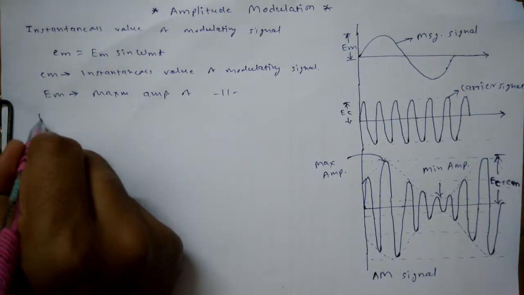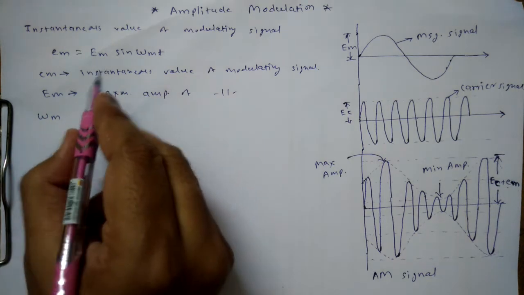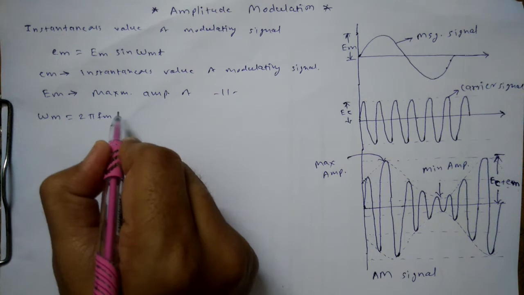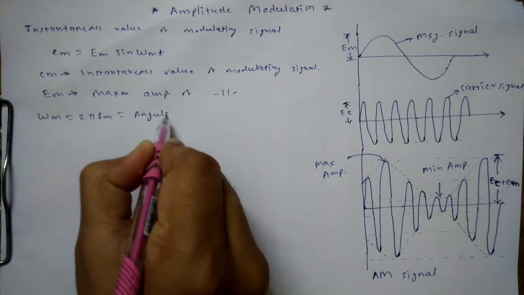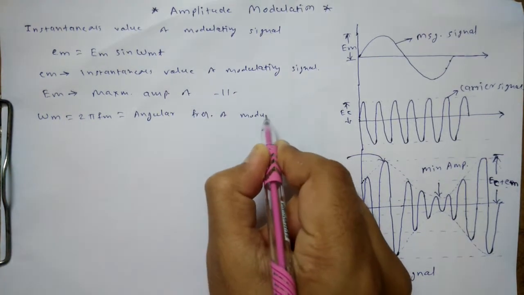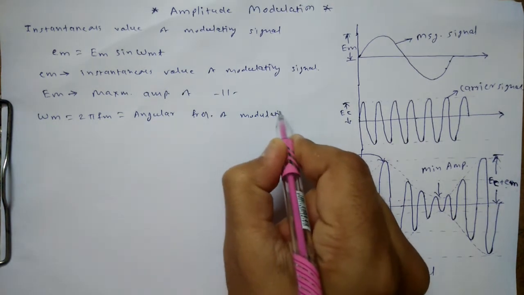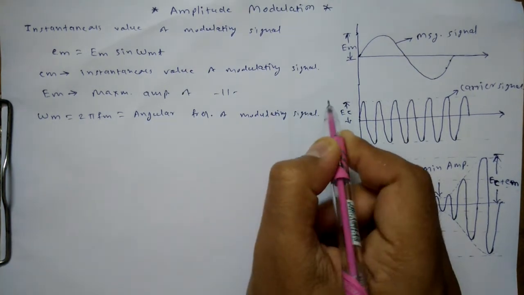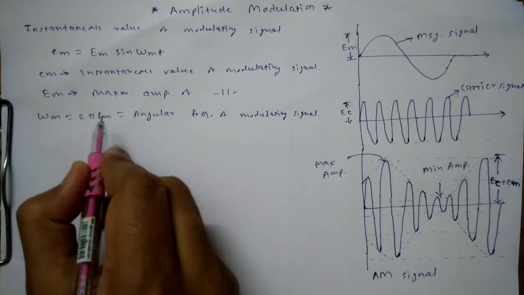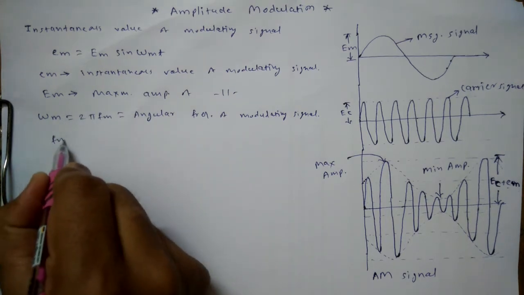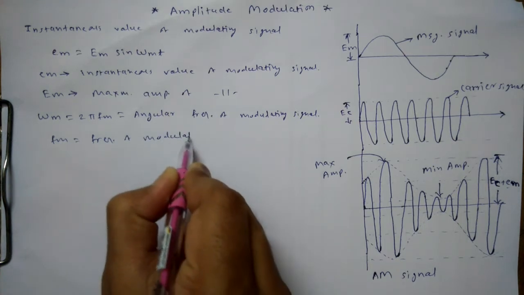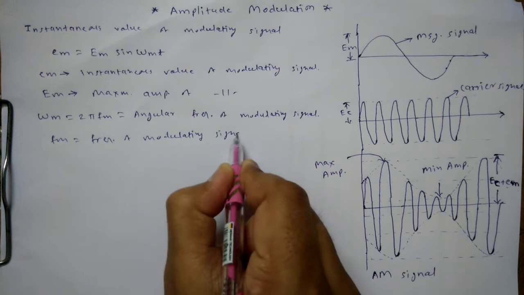While we know omega m is also given as 2 pi fm. It is nothing but the angular frequency of the modulating signal, right? And as omega m is given by 2 pi fm, fm stands for the frequency of the modulating signal, right?